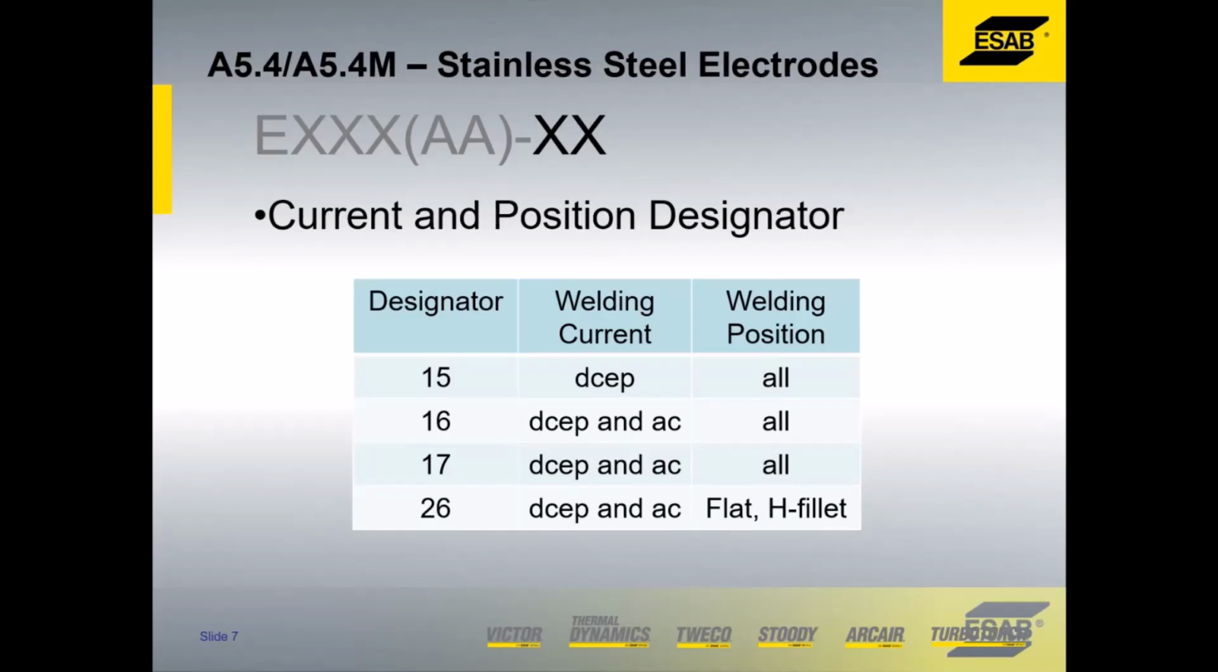A 15 type is a basic electrode intended for DC current and can be welded in all positions. 16 and 17 are going to be very similar. They have slight differences, but they're both rutile electrodes. And then a 26 type is a steel core, not a stainless core, and you're getting all your alloying through the flux. Those are a lot less common, but they are less prone to overheating.